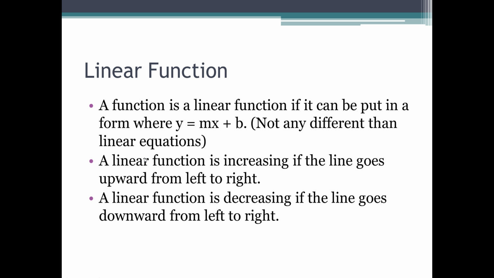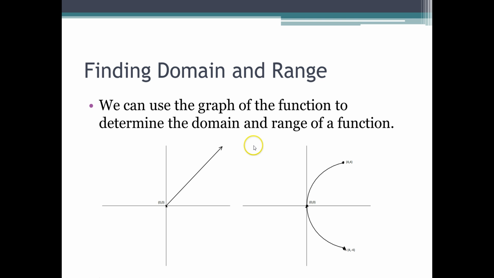A function is a linear function if it can be put in the form where y equals mx plus b, and it's not really any different than linear equations. A linear function is increasing if the line goes upward from left to right, and a linear function is decreasing if the line goes downward from left to right. We can use the graph of a function to determine the domain and range of a function. So right here we have this one graph, and it starts at 0, 0, and it keeps on going till infinity. So let's find the domain and range of this function.